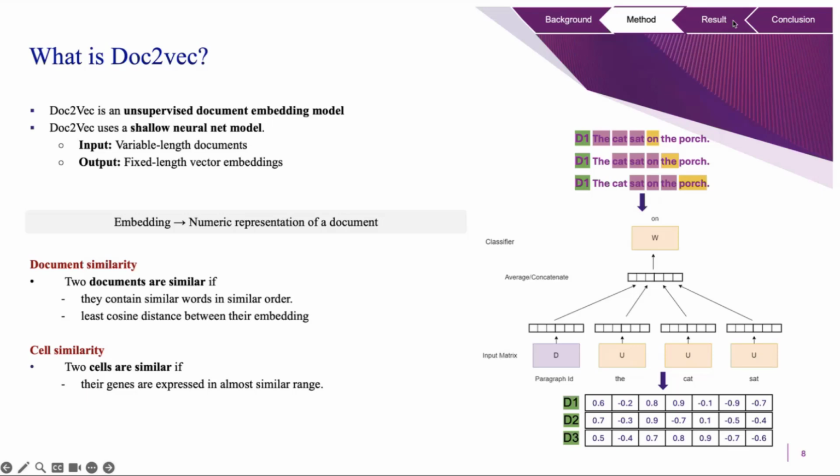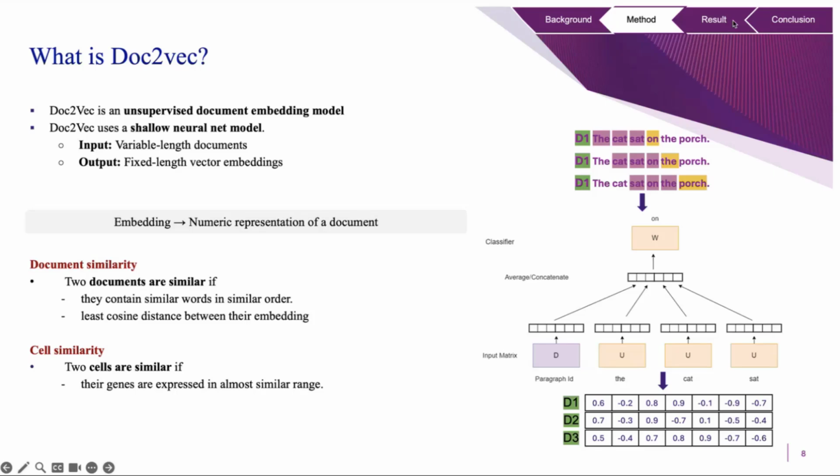So doc2wake is an unsupervised document embedding model. It is very similar to the concept of ChatGPT, where we can give multiple text inputs and it gives as output a numerical vector, which we call the embedding. I will be using that term quite a lot. So this embedding is a numeric representation of a document.